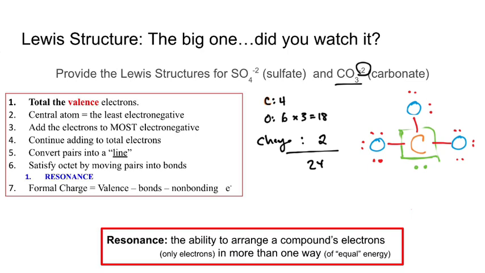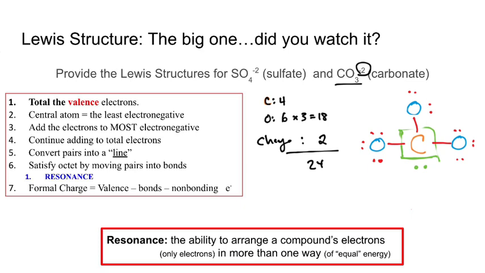Is the carbon now octet? No. Well, technically, yes. Yes, the carbon is fine. We did fix the carbon. But at what cost? The oxygen isn't. The oxygen now doesn't have its octet.